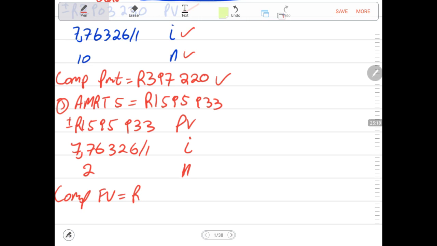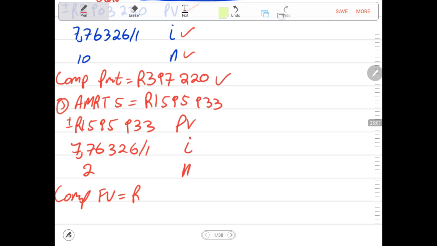Then we say 1,595,933 rand plus minus present value. 7.76326 is our interest, and we have 2 as our N. Then we compute the future value. I said compute present value now. Then let us say 1,595,933 plus minus present value. Remember, I have already entered I, and I've already entered 2. So we can say compute future value. That should give us the correct amount.